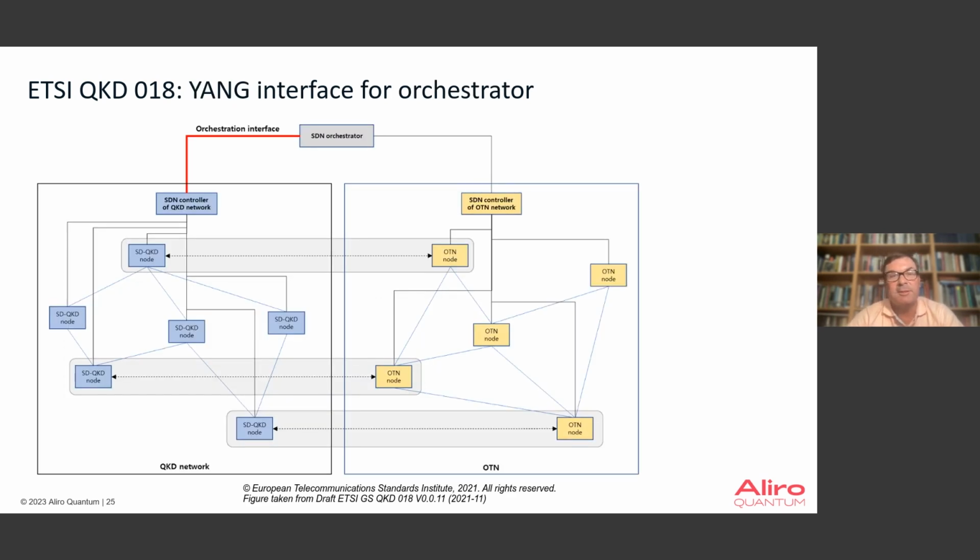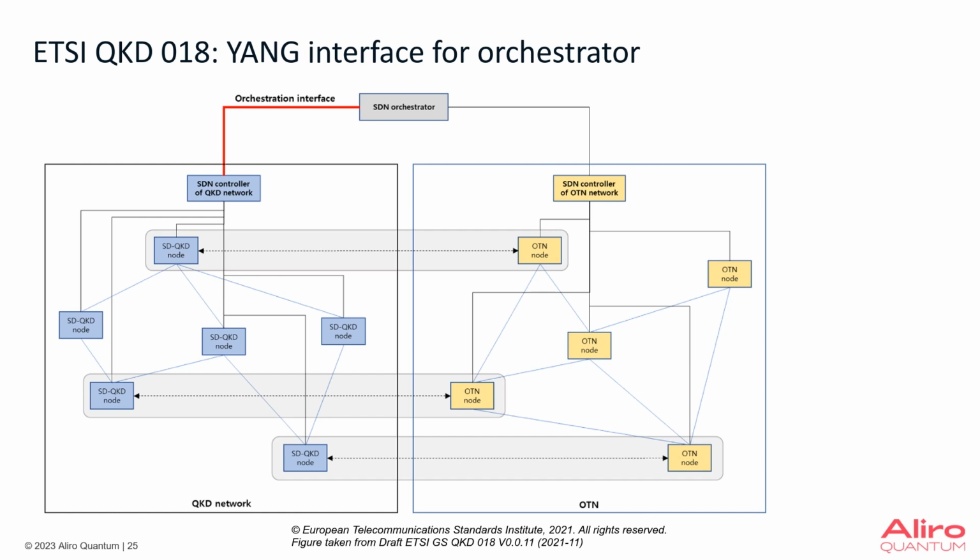The final ETSI specification that I will discuss today is ETSI 18, which defines the interface between the orchestrator and the controller. The gray box at the top is the orchestrator, which is responsible for orchestrating end-to-end services for end users. In this case, the end-to-end services that are being orchestrated are the delivery of encryption keys.